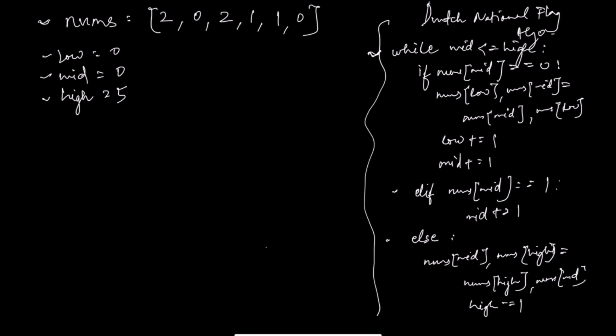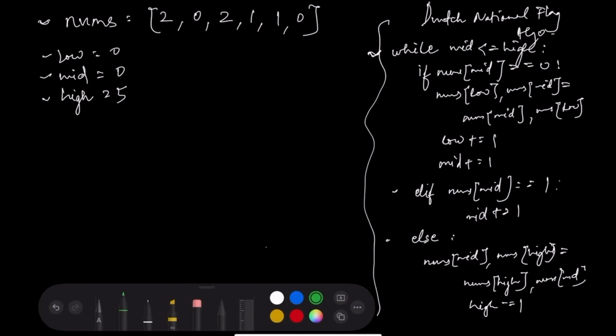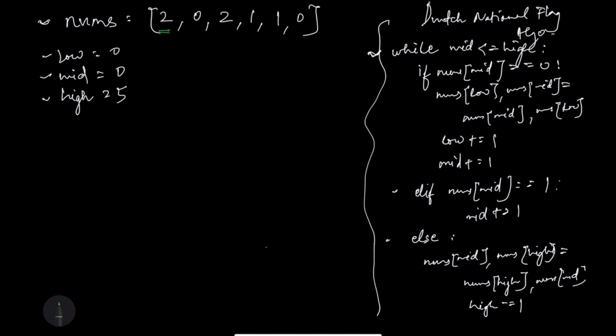Our nums of mid is 2, our nums of high is 0. So we will swap them. Now we would have something like 0, 0, 2, 1, 1, and we have swapped. Okay, so now our high would be reduced by 1. Now while we run through the loop again, our mid is smaller than or equal to high, which is very true. So we will check if our mid is equal to 0.